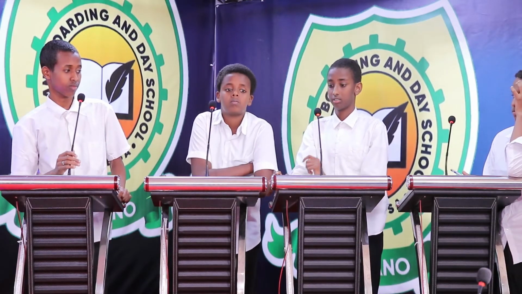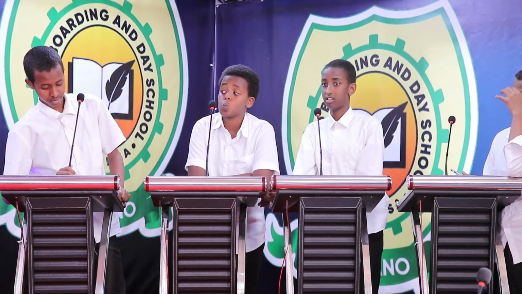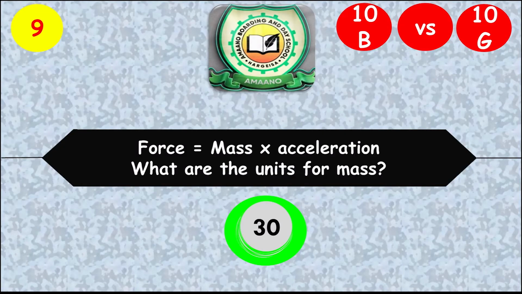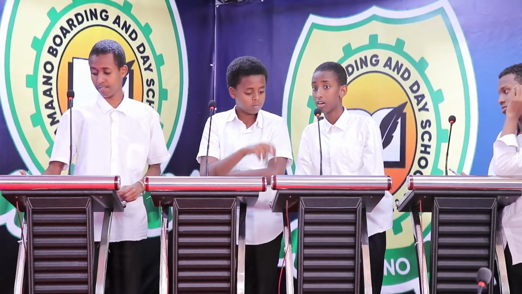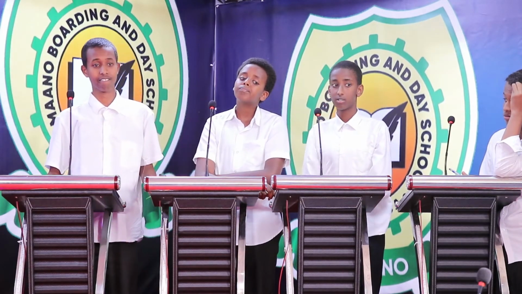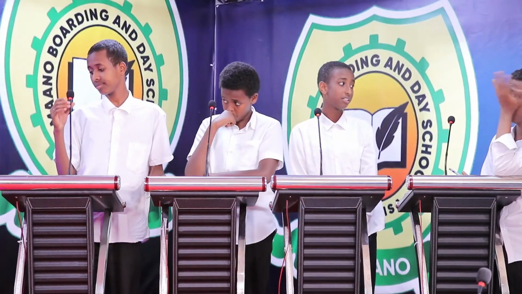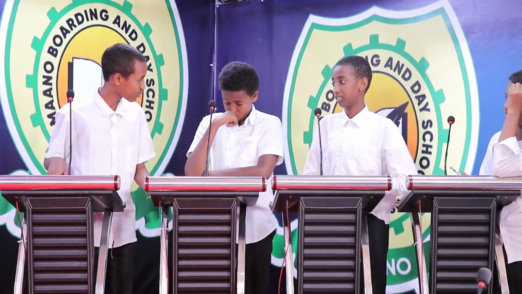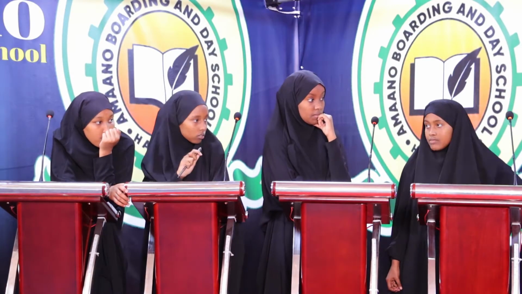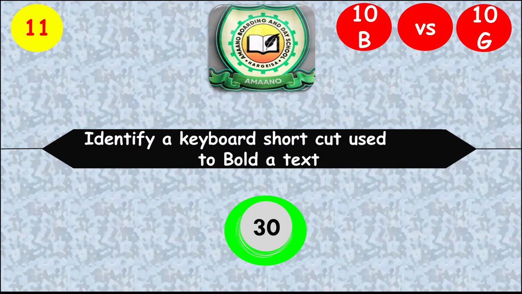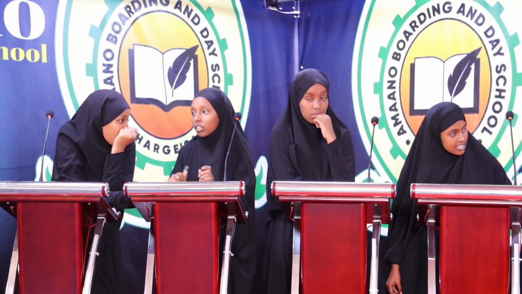The boys? Number 9. Force is equal to mass times acceleration. What are the units of mass? Kilogram. That's correct. We go to the last question in this segment for the girls. Number 11, sorry. Identify a keyboard shortcut used to bold a text. Shortcut for bold. Control B. Correct.